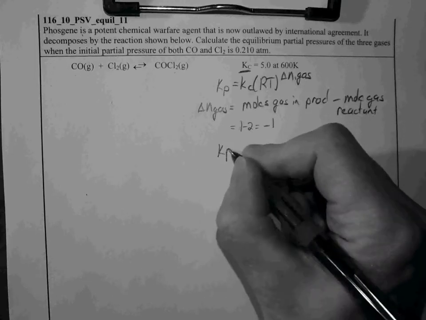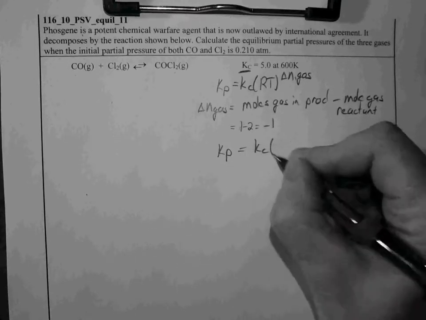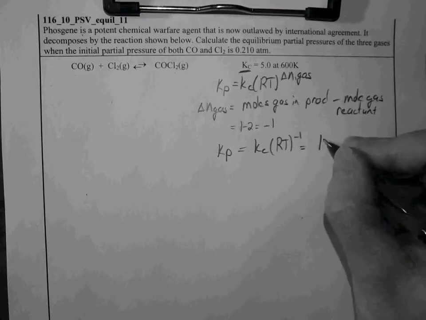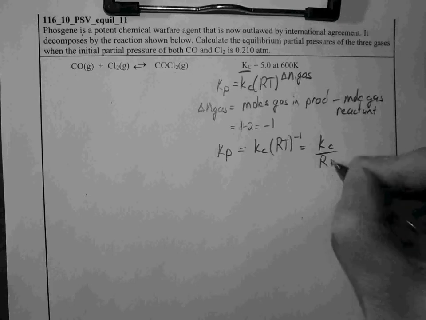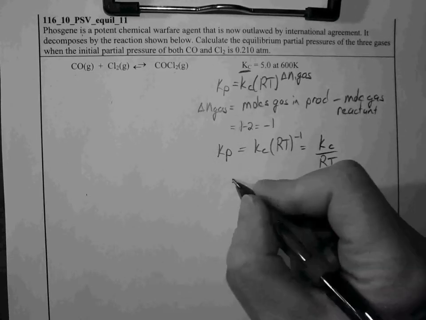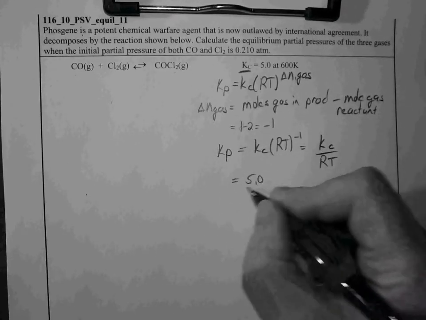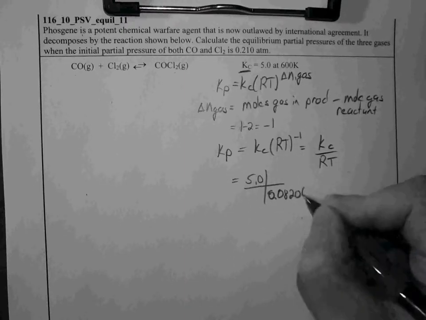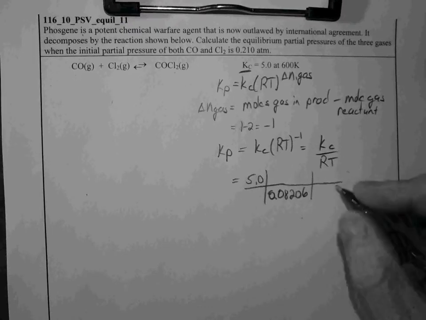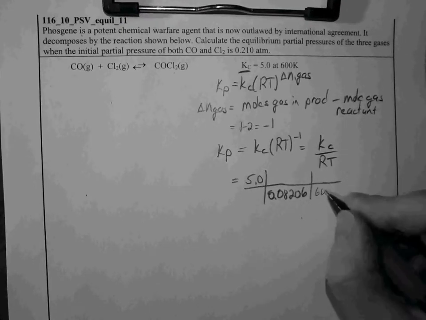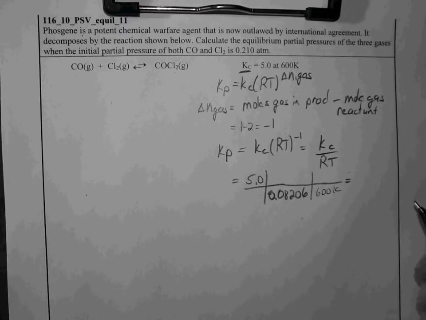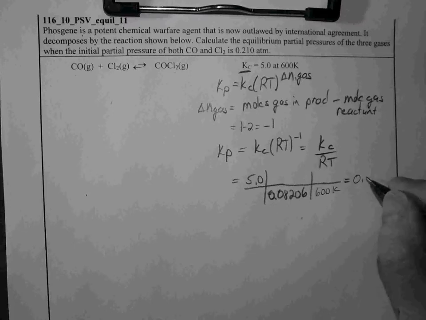So we have K sub P is going to equal Kc times RT to the minus 1, which is going to be equal to K sub C divided by RT. So we have 5 divided by 0.08206, and our temperature is 600 K, and we find K sub P is going to be equal to 0.1016.